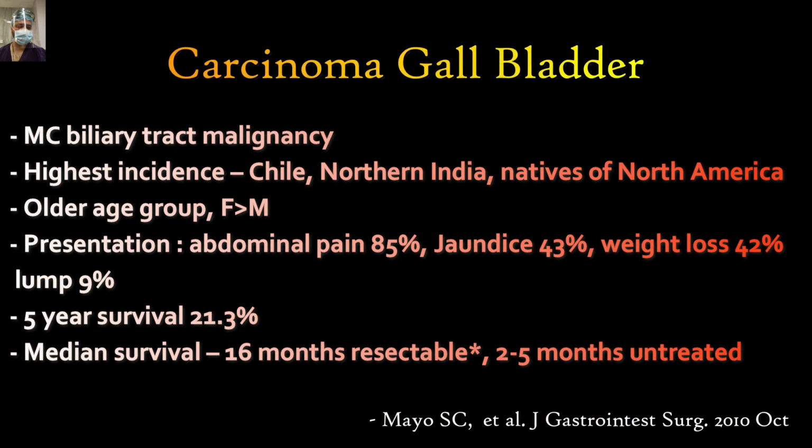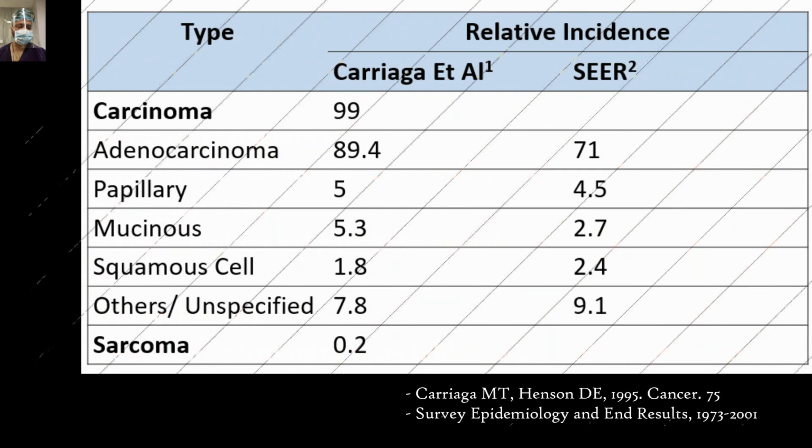If we talk about carcinoma gallbladder, it is the most common biliary tract malignancy, as all of you know. The highest incidence is in Chile, northern India, where we reside, and natives of North America. Older age group is more affected, female more than male. Presentation is with abdominal pain in 85% of cases, jaundice 43%, weight loss in 42%, and lump in 9%. 5-year survival is 21.3%, but it is older data of 2010. Presently, it is better, around 30%. And median survival after resection is 16 months, and 2 to 5 months in untreated patients.